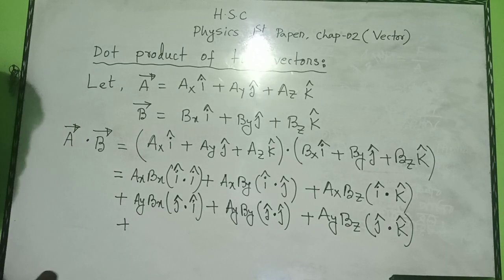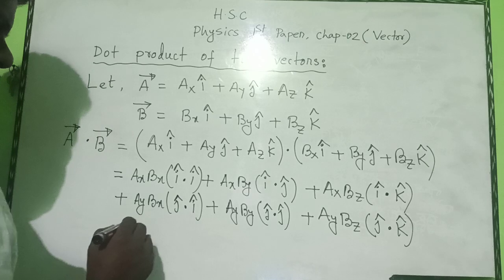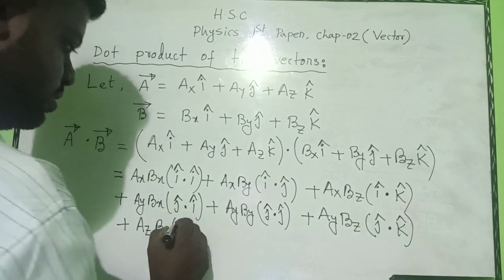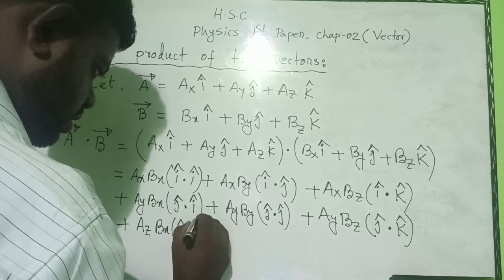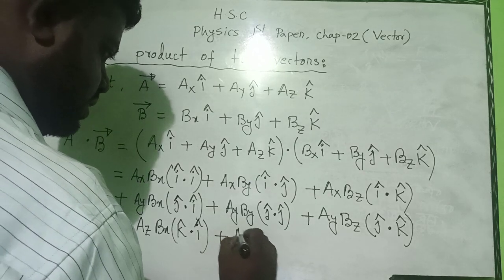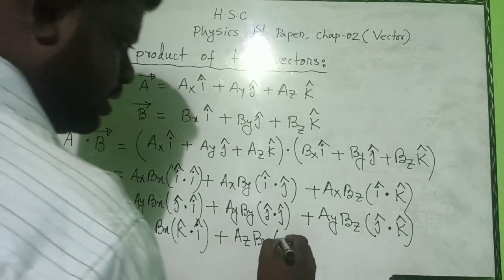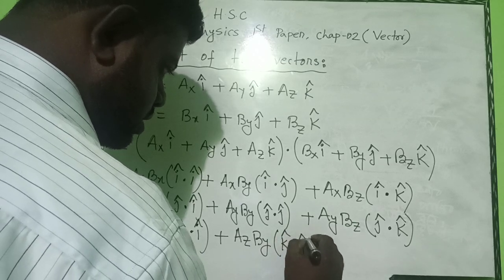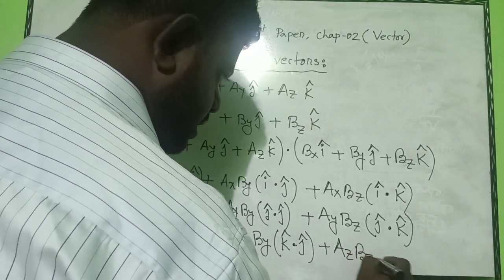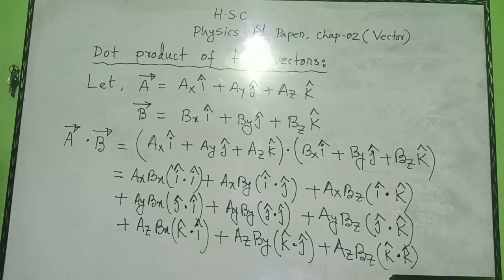Plus, now this term will be multiplied by the whole: az bx into k dot i, plus az by, k dot j, plus az bz, k dot k.